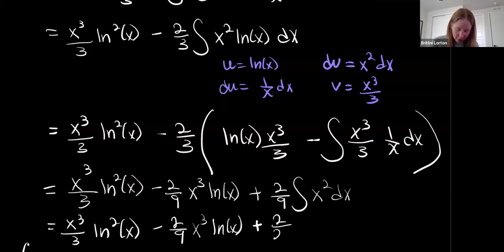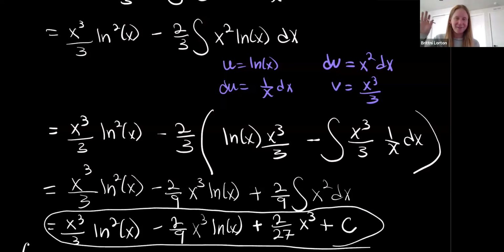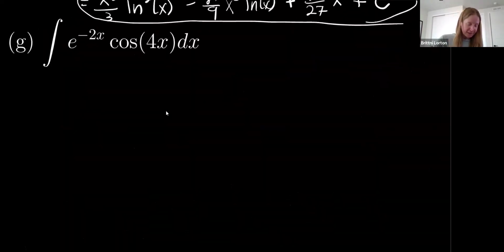Plus 2 over, and then when I did the antiderivative of x squared, it was x cubed over 3. So I had an extra 3 on the bottom. Don't forget your plus c. Ta-da! So a lot of the times you are going to end up having to do integration by parts twice. Just be aware of that. Okay, let's do another one. So same kind of thing.